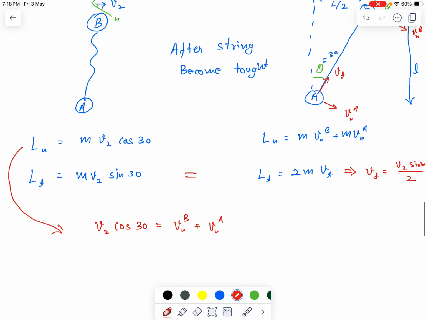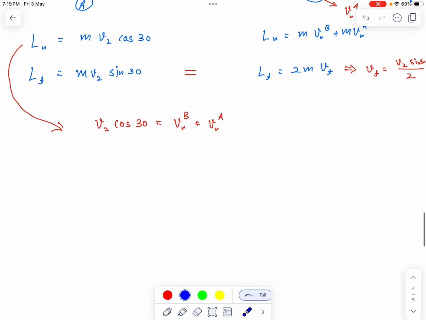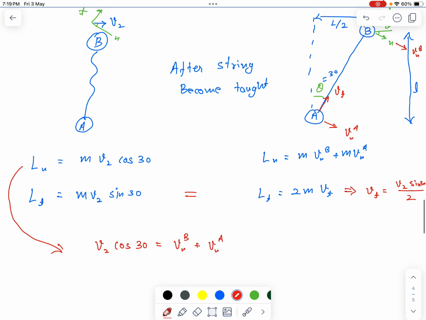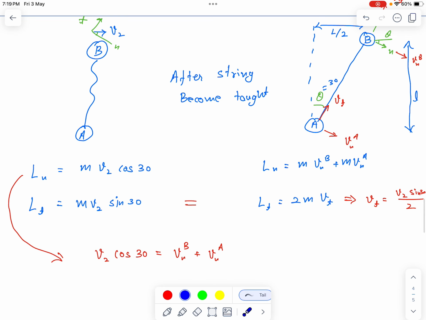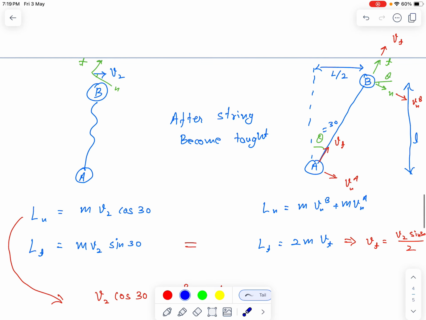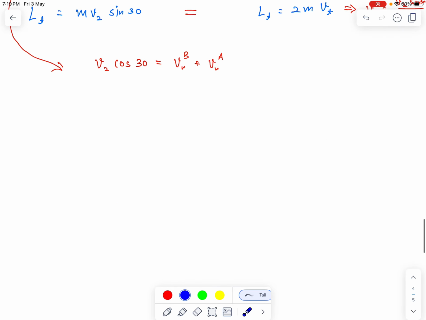Again, since we have three unknowns, of course, there are 1, 2 and 3 unknowns, we need one more equation. So let us take the angular momentum about point A, just before the string becomes taut. So let me redraw.